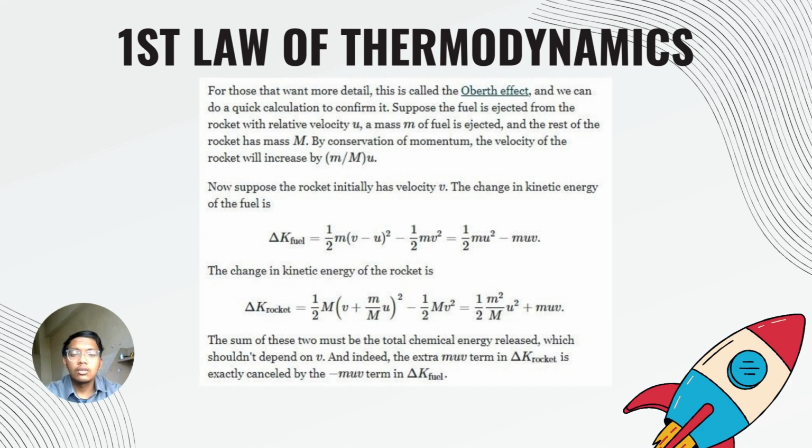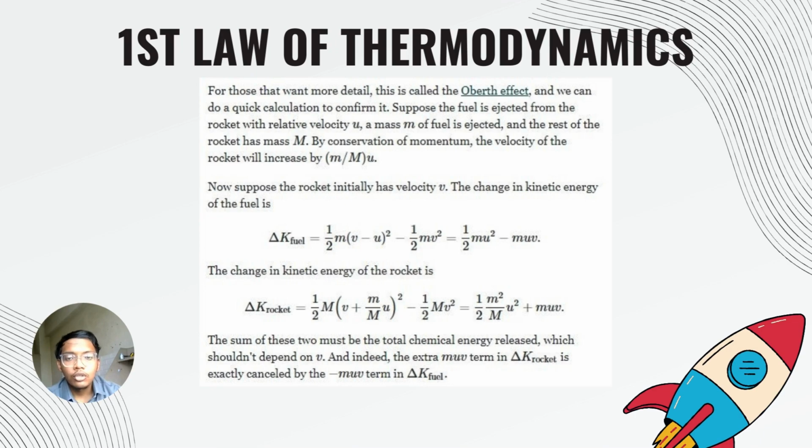So I will continue with the first law of thermodynamics in rocket propulsion. As we know, the first law of thermodynamics encloses the conservation of energy. Thus, in rocket propulsion, fuel is ejected from the rocket with relative velocity u. A mass m of fuel is ejected and the rest of the rocket has mass M. By conservation of momentum, the velocity of the rocket will increase by m/M times u.